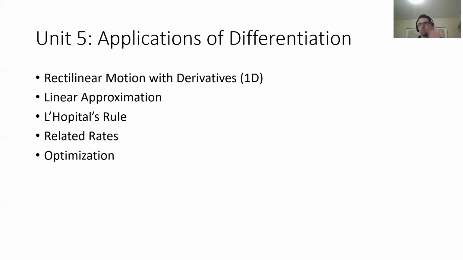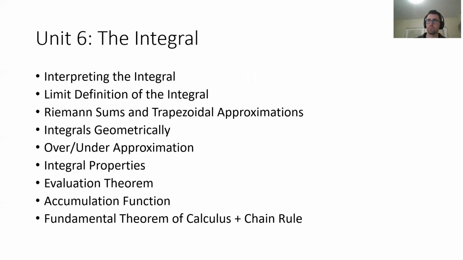Then there's applications of derivatives. You remember there's 5 topics in unit 5. They are rectilinear motion, linear approximation, L'Hopital's rule, related rates, and optimization. That is where we started our calculus journey this year, back in August, September. So that's where we're picking up from this year. We do need to know units 1 through 4 though.